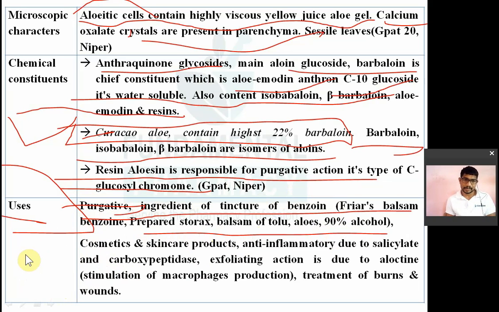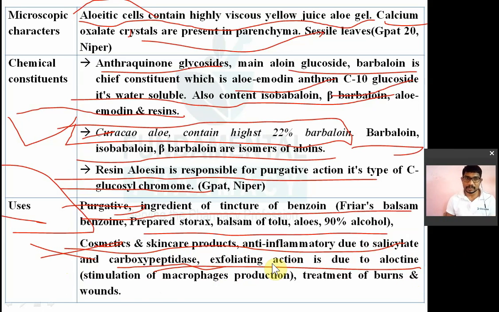Then again in a cosmetic, it is used in the cosmetic as well as skincare product. Aloe vera juice is anti-inflammatory due to the presence of salicylate. Salicylic acid derivative होता है इसमें aloe juice में. That's why it is anti-inflammatory. Salicylic acid and carboxypeptidase present in the juice of aloe vera have an exfoliating action. Exfoliating means removal of dead cells from your skin. That's why it is used in the cosmetics. Salicylic acid and carboxypeptidase enzyme in the aloe vera juice are responsible for the exfoliating action.